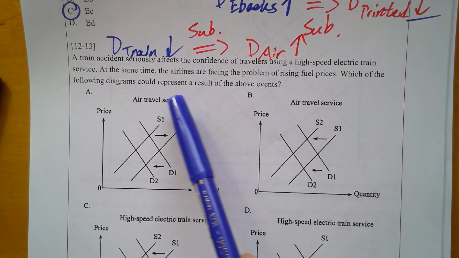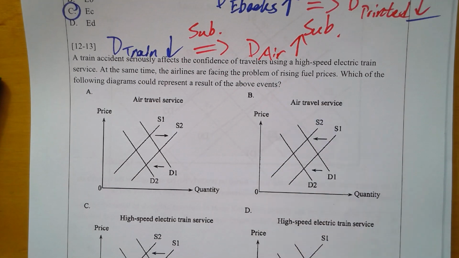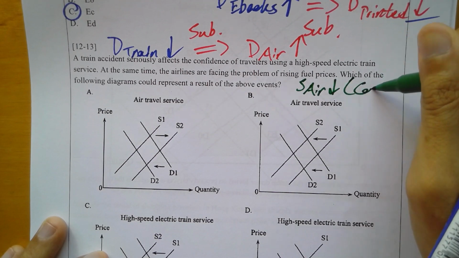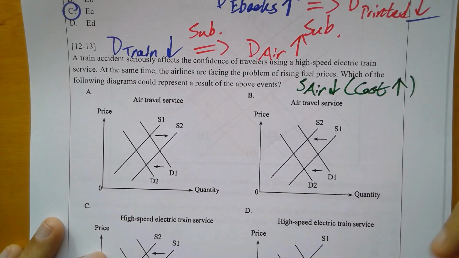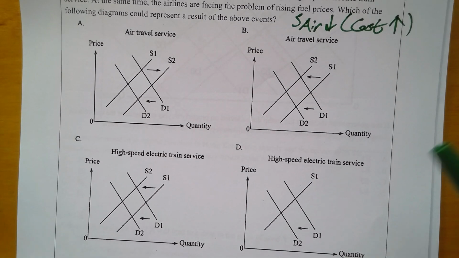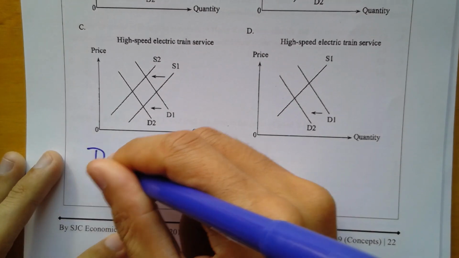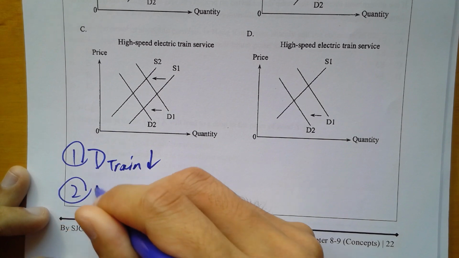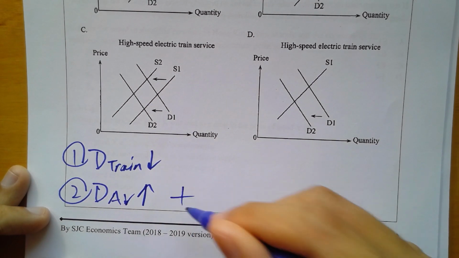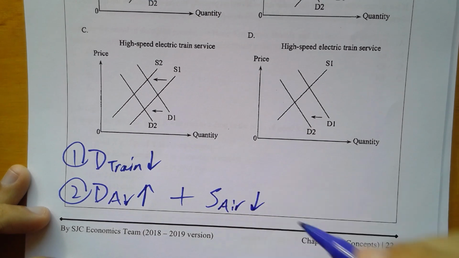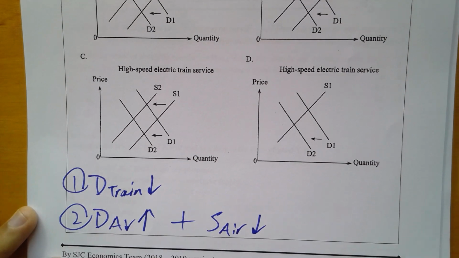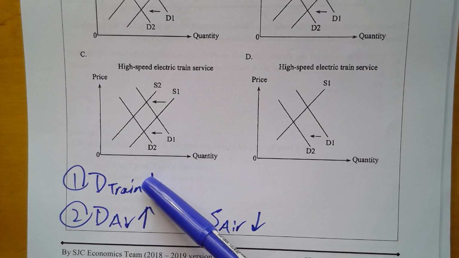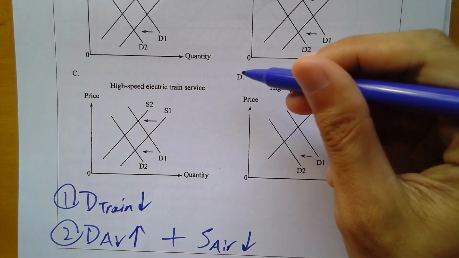Okay? Now, next one. Airline facing problem rising fuel price. That means supply of air services would decrease because cost increases. So let's write it out clearly. What information do we have here? Demand for train decreases. Next, demand for air service increase plus supply of air service decrease. This is the things that we have. So let's look at C and D first. Train, demand decrease. Yeah, okay. Supply unchanged, demand decrease. So D is the answer.